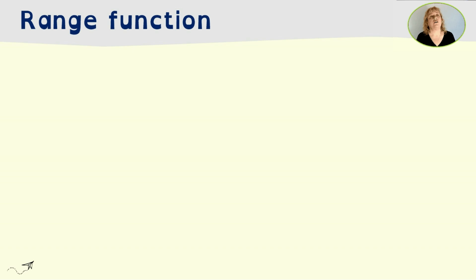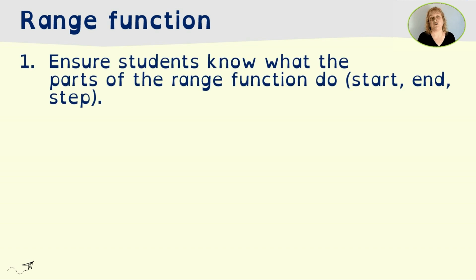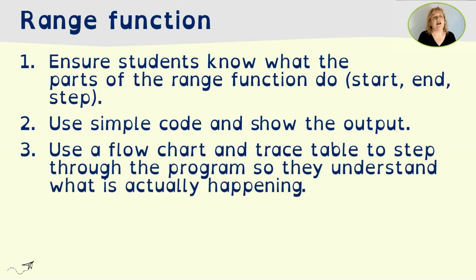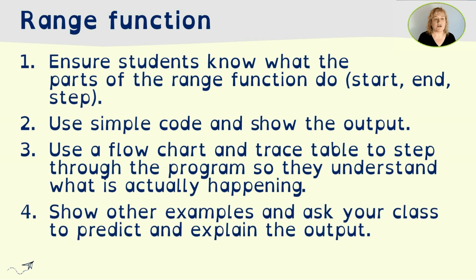So when you are teaching students about the range function, first of all, teach them what the different parts of the range function do, the start, the end, and the step count. And then use simple code just to show the output. So don't try and do anything fancy inside that for loop, just display what count is or whatever it happens to be. And then use a flowchart and a trace table to step through the program so they understand what's actually happening, and they can see that when it hits that end, it doesn't continue on that flow and ever output it again. It's stopped at that point.